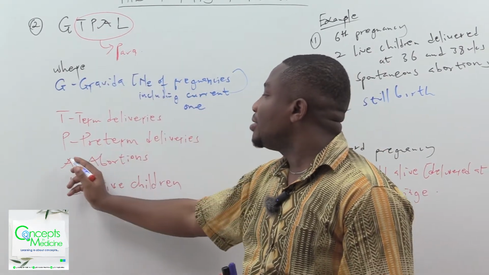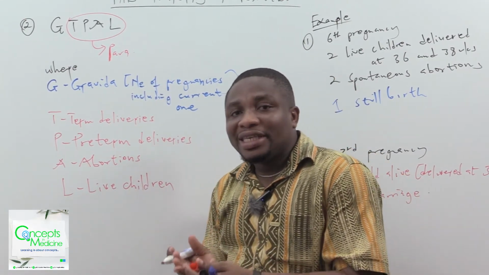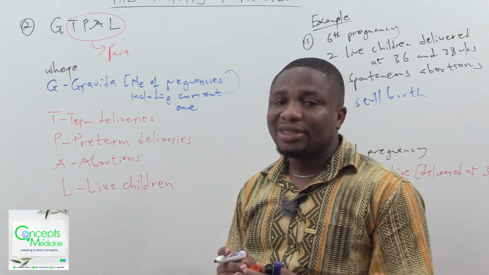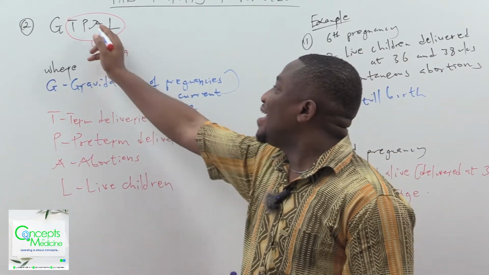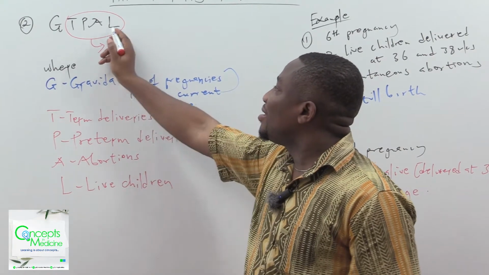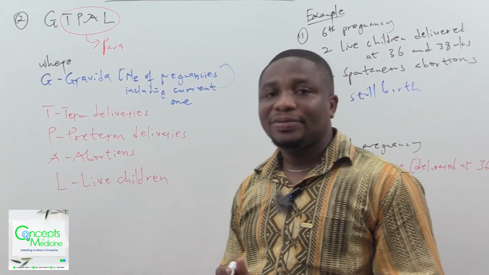The P means preterm delivery. When we say preterm, you are above the viability age but less than 37 weeks of gestation. Then we'll say you are preterm. Then the A simply refers to abortions, whether spontaneous or induced. Then the L refers to live children, meaning children who are alive.